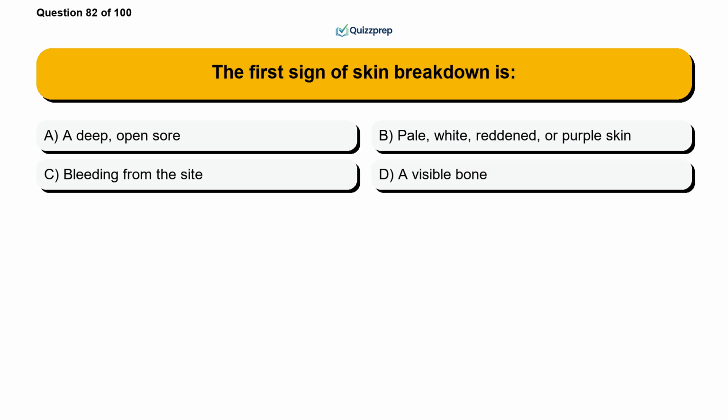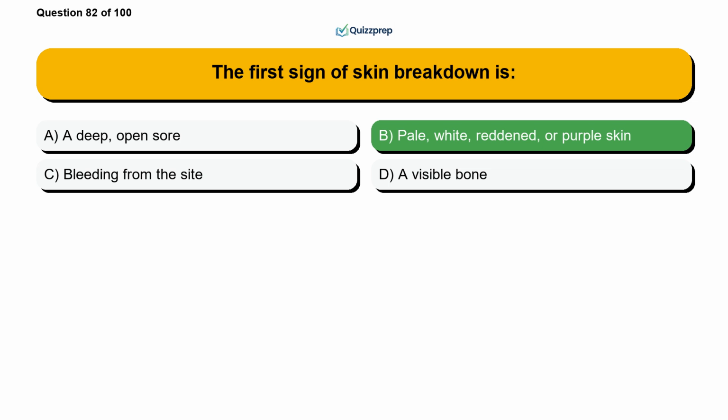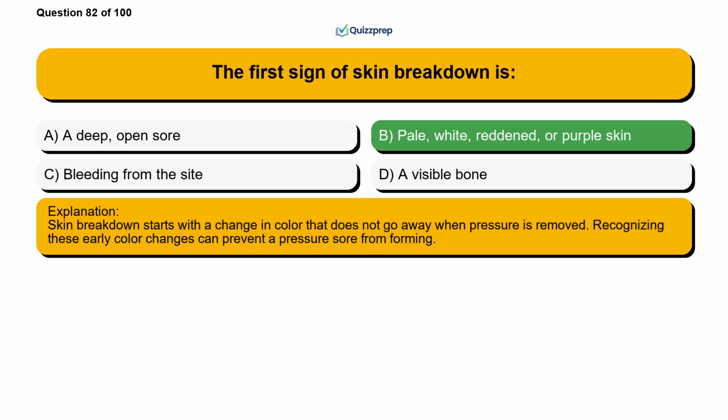Question 82. The first sign of skin breakdown is: option A, a deep, open sore. Option B, pale, white, reddened, or purple skin. Option C, bleeding from the site. Option D, a visible bone. The correct answer is option B, pale, white, reddened, or purple skin. Skin breakdown starts with a change in color that does not go away when pressure is removed. Recognizing these early color changes can prevent a pressure sore from forming.